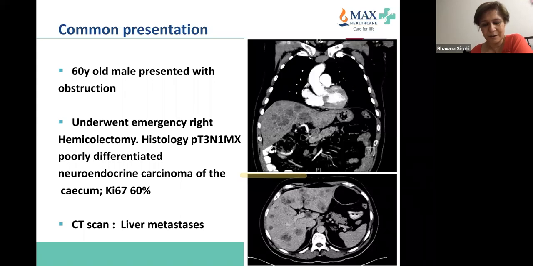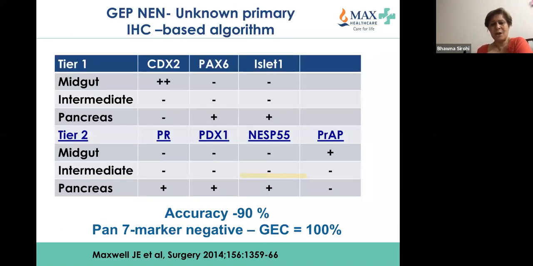So this is the common presentation that I have seen, that patients present with obstruction, undergo an emergency hemicolectomy or any colon surgery or even a jejunal surgery. And the histology then shows the patient has a neuroendocrine carcinoma, high Ki67, you do imaging and you find the liver is studded with metastasis. And a lot of times, a patient goes for an executive health checkup, and the ultrasound shows that the liver is studded with metastasis.